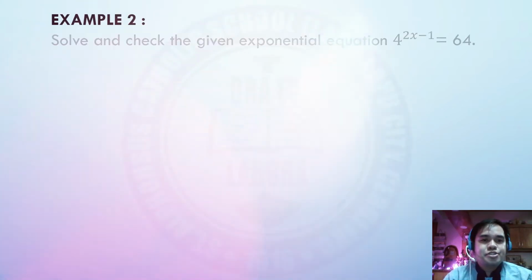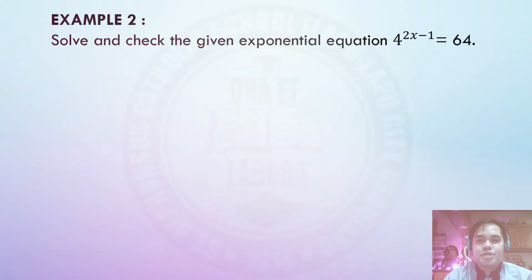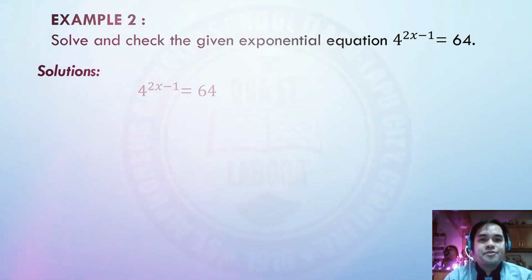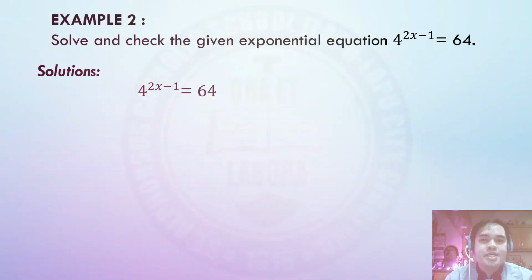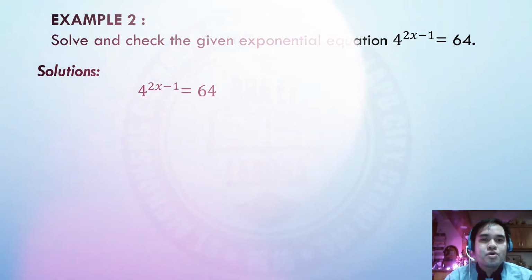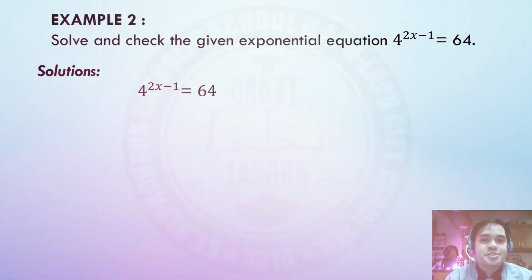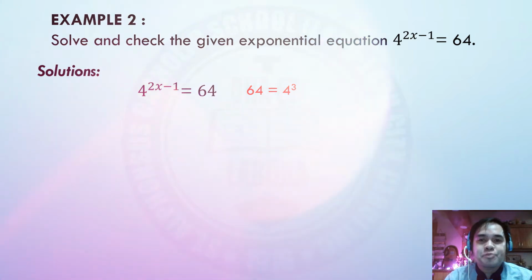For example number 2, solve and check the given exponential equation 4 raised to 2x minus 1 equals 64. Here are the solutions. First, copy the given. Make the bases of the expressions being equated here the same. We have 4 raised to 2x minus 1 and 64. Since 64 has an exponential form of 4 raised to 3, because when you multiply 4 by itself in 3 times, the answer is 64.